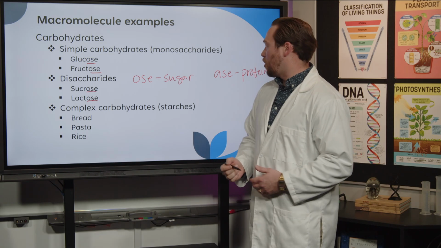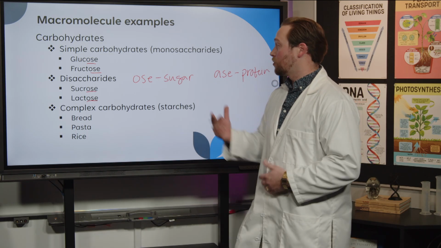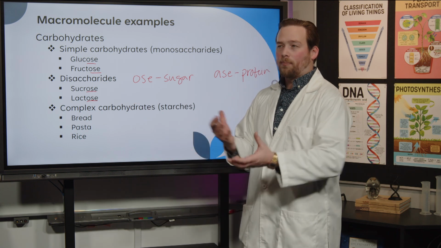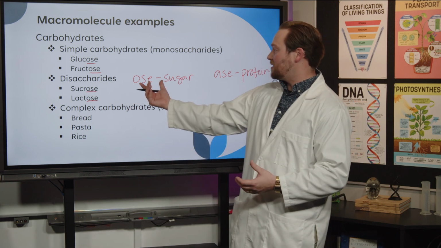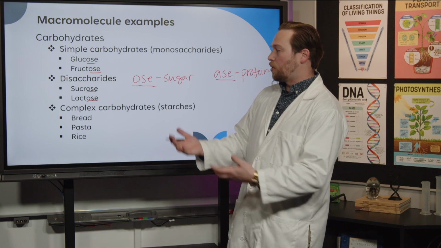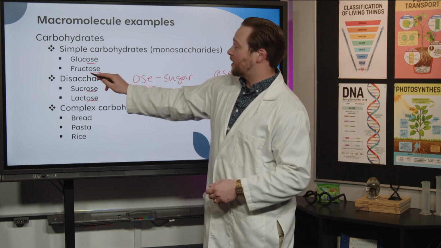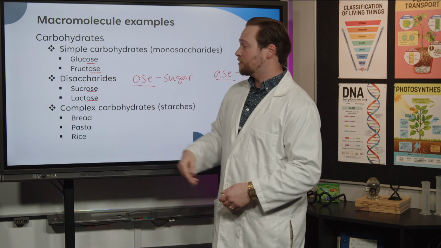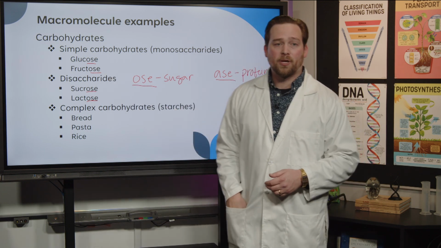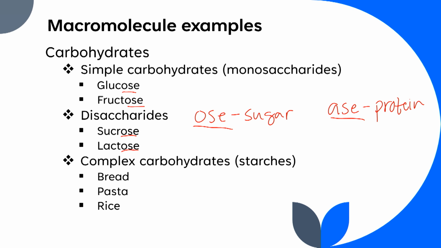And so what I was just talking about, the enzyme lactase breaks down the sugar lactose. And you can remember which one's which because they have these endings. The OSE is sugar and the ASE is proteins or enzymes, okay? So if you don't know what you're looking at, but it has those last three letters, it's probably a sugar, okay? And then lastly, here are some examples of complex carbohydrates.